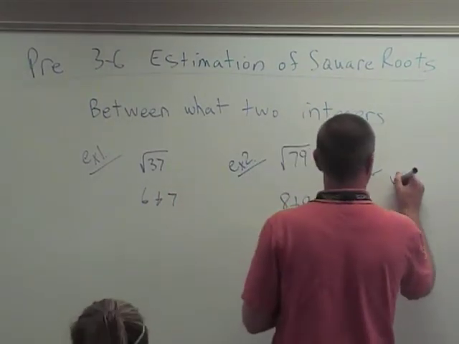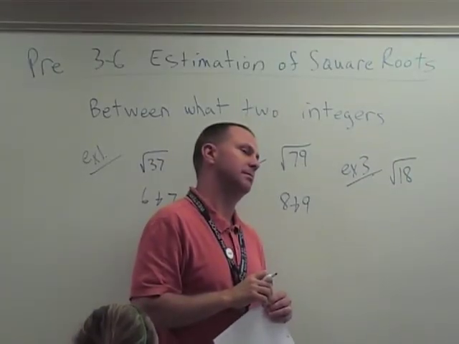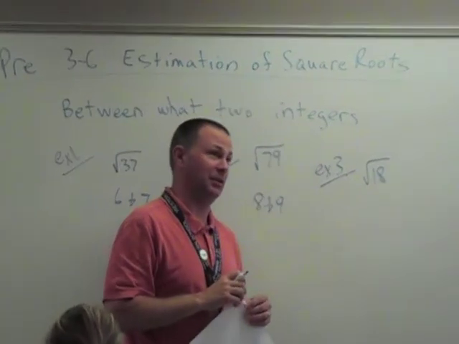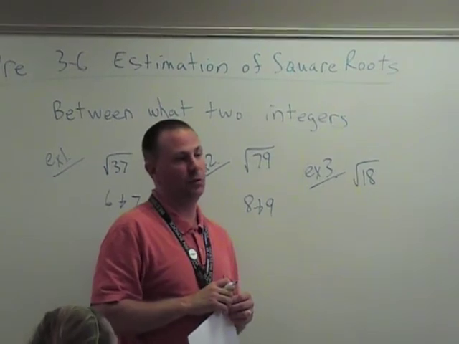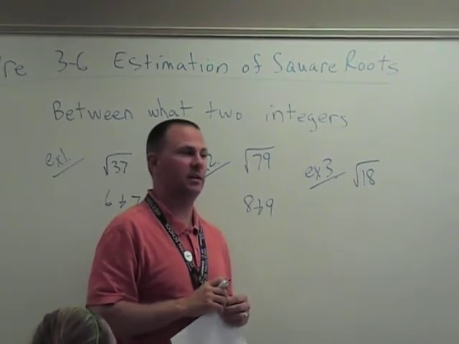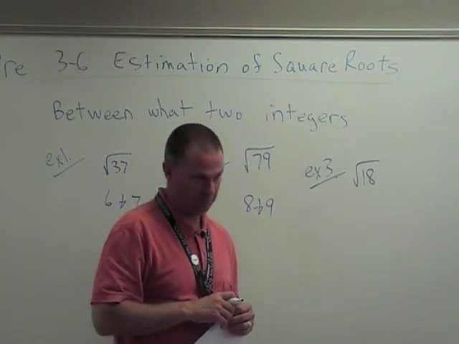Okay. The square root of 18. That is 3 and 6. Actually, that's true, but I want consecutive integers. Like 3 and 4 are consecutive, 7 and 8 are consecutive.